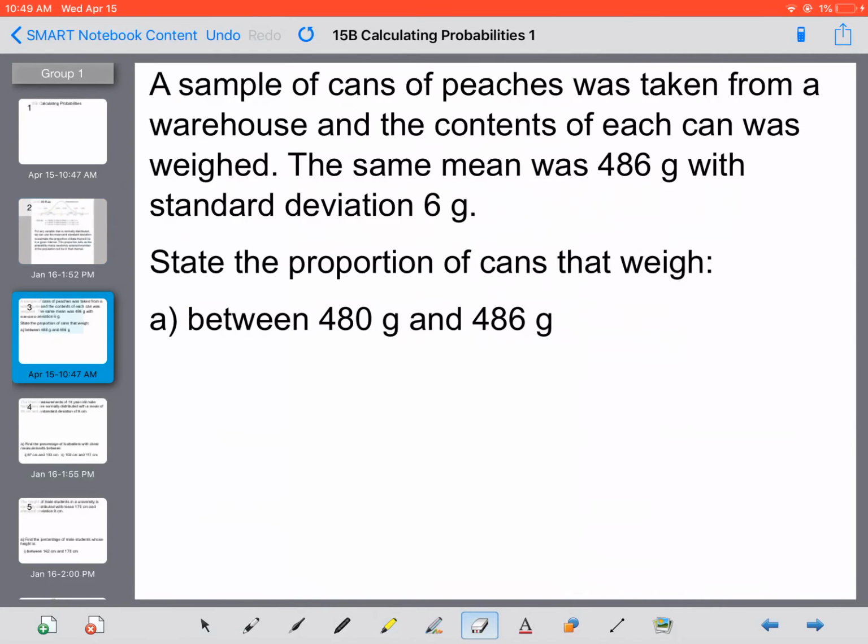Okay, so it says a sample of cans of peaches was taken from a warehouse and the contents of each can were weighed, and the mean of it was 486 grams and the standard deviation was 6 grams. So we want to state the proportion of the cans that weighs between 480 and 486. Well, for you visual learners, let's draw out our normal distribution curve for this problem.